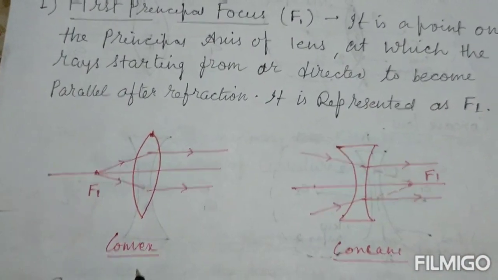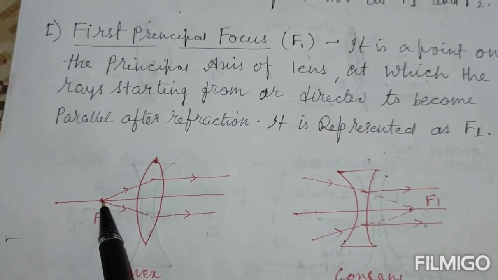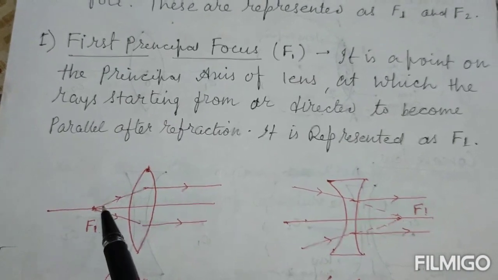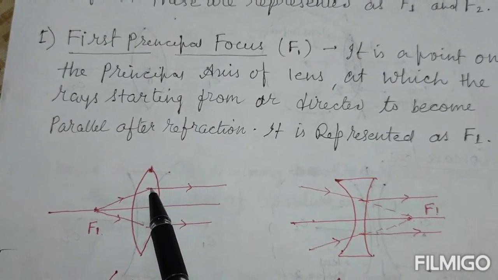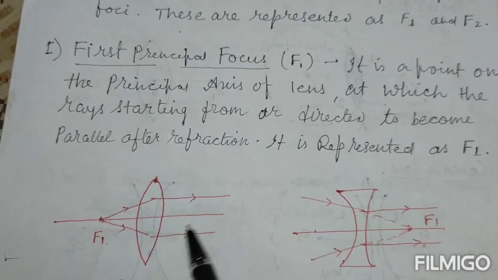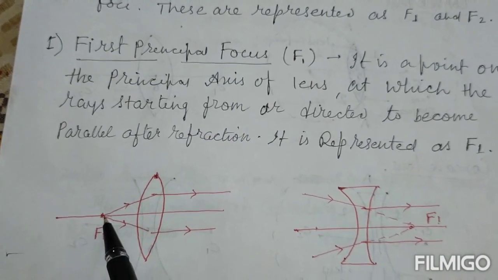See in this figure, this is a convex lens and this is the starting point of rays. The rays are going in different directions. Some rays are going in this direction and fall on the lens, and after refraction they become parallel to the principal axis. Means f1 is the starting point of rays.